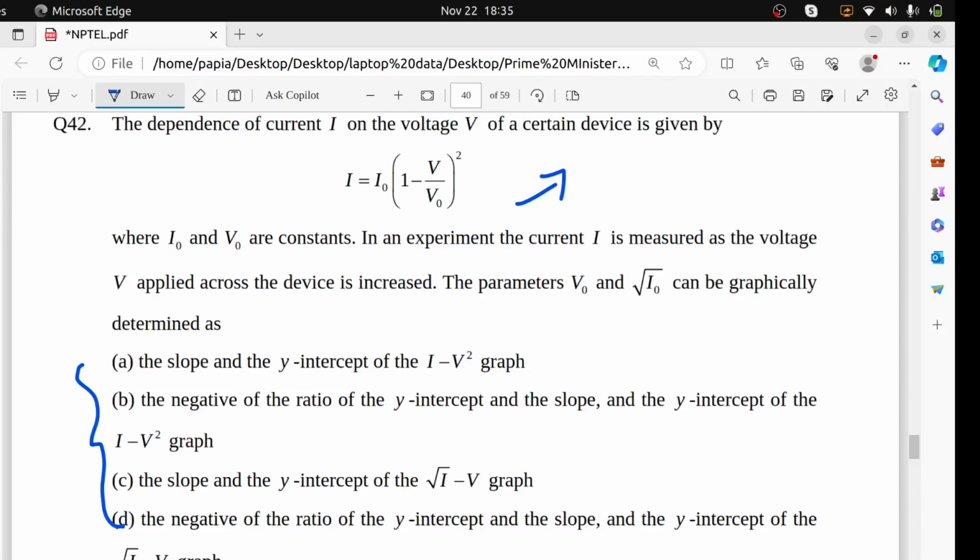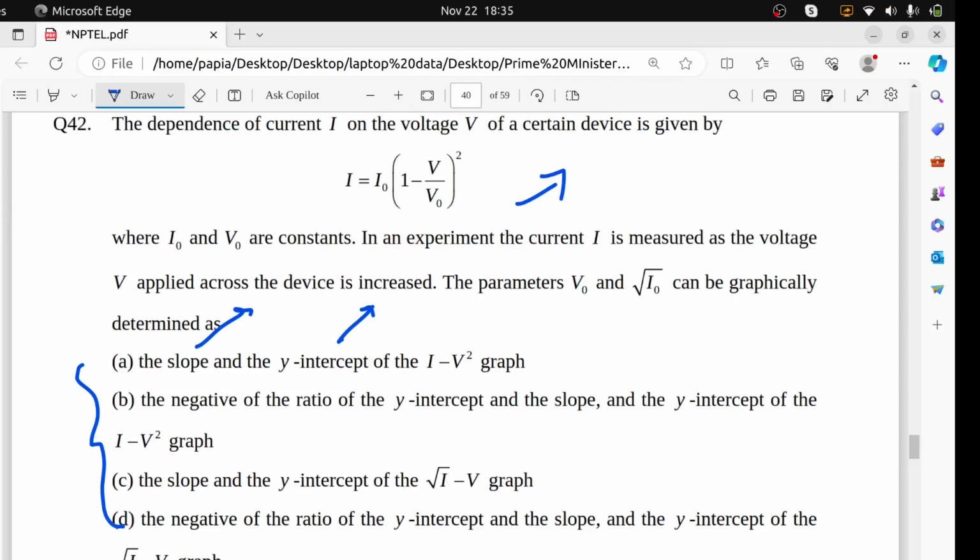So first of all we need to check V0 and root over I0 will be how much, right? So how to do? In those options you can see they are asking about slope, they are asking about y-intercept. So first of all we need to check what will be the slope, what will be the y-intercept, right? Okay.